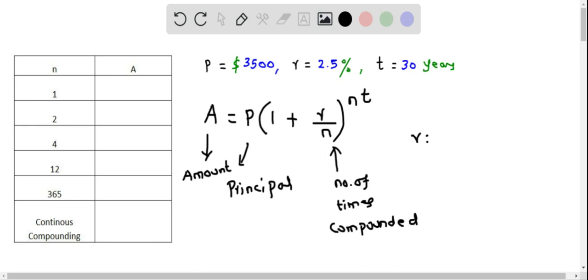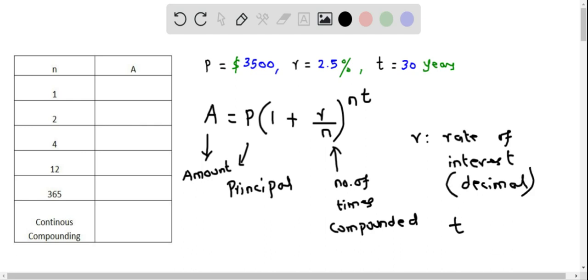r represents the rate of interest in decimal, and t represents the time in units of time. So let's calculate the amount when n equals 1.